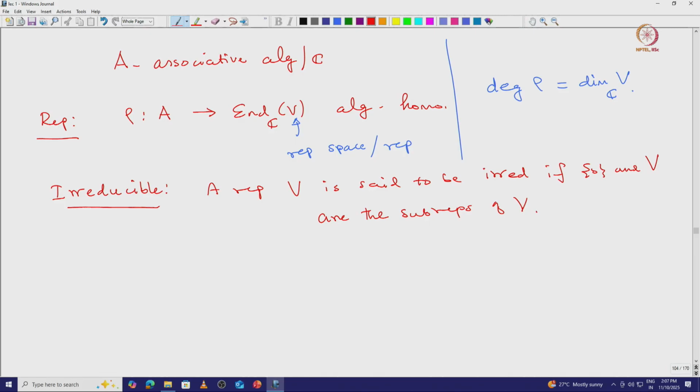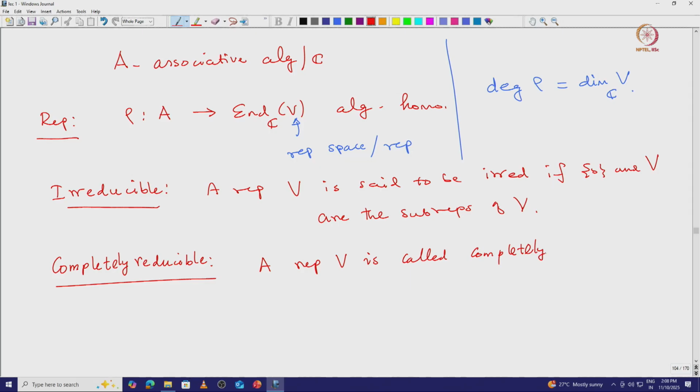Now, once we have irreducibility, we can define the notion of complete reducibility. A representation is said to be completely reducible if it is isomorphic to a direct sum of irreducible representations. A representation V is called completely reducible, or sometimes we use the other terminology semi-simple, if V is isomorphic to a direct sum of finitely many irreducible representations.